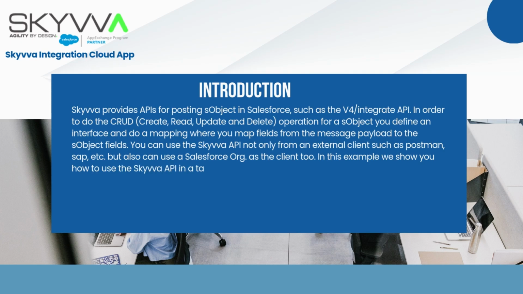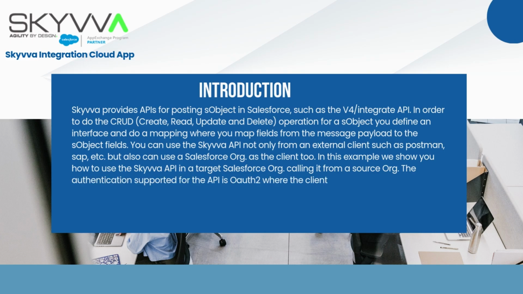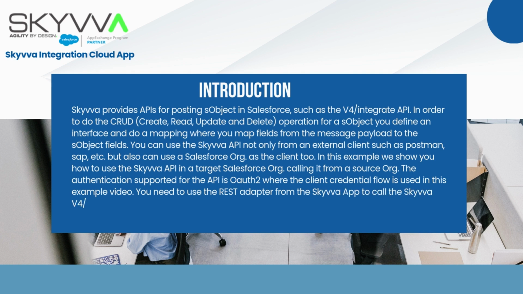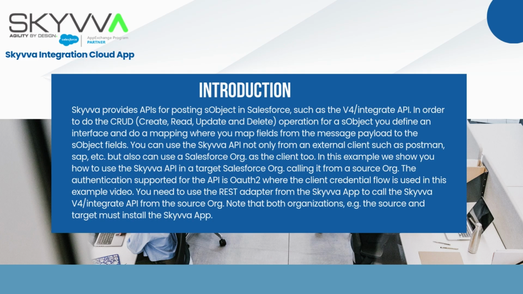In this example, we show you how to use the Skyvva API in a target Salesforce Org, calling it from a source org. The authentication supported for the API is OAuth 2, where the client credential flow is used in this example video. You need to use the REST adapter from the Skyvva app to call the Skyvva V4 integrate API from the source org. Note that both organizations, the source and target, must install the Skyvva app.